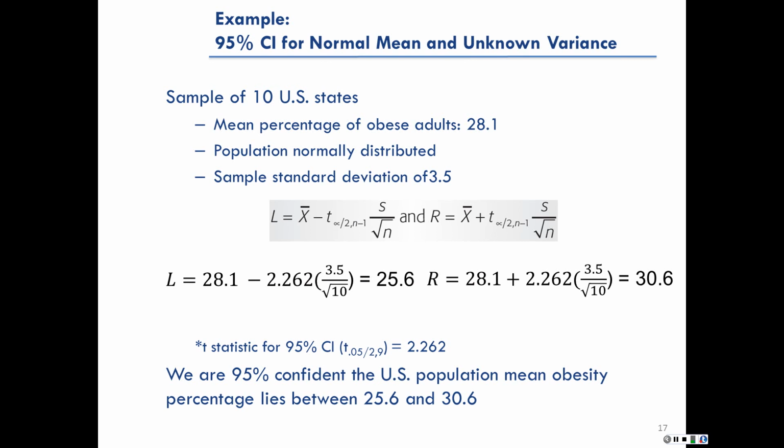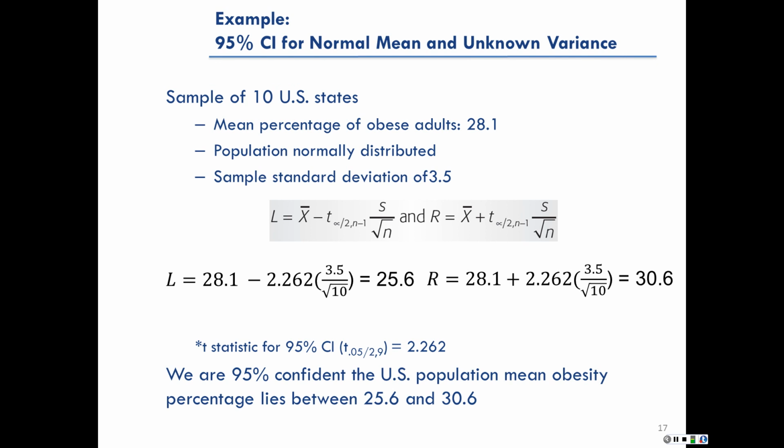So if we walk through an example, let's say we had a sample of 10 U.S. states. And let's say previously we knew that the mean percentage of obese adults was 28.1. We also know the population for BMI is typically normally distributed, and our sample standard deviation is 3.5. So you can see, again, I put the formula up for calculating the left and right-hand side of the confidence interval. The left-hand side is equal to our mean of 28.1 minus our t-score of 2.262.